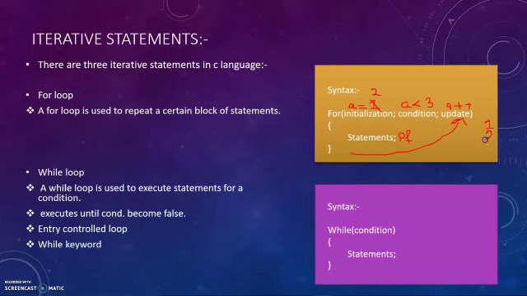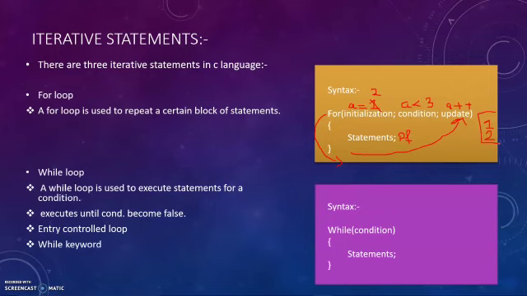Now the value of a is 2. 2 is printed. Again there will be update. Now the value of a has become 3 and 3 is not less than 3. So the condition becomes false. In such condition, the control will directly come out of the for loop. So in our output window, we got 1 and 2.